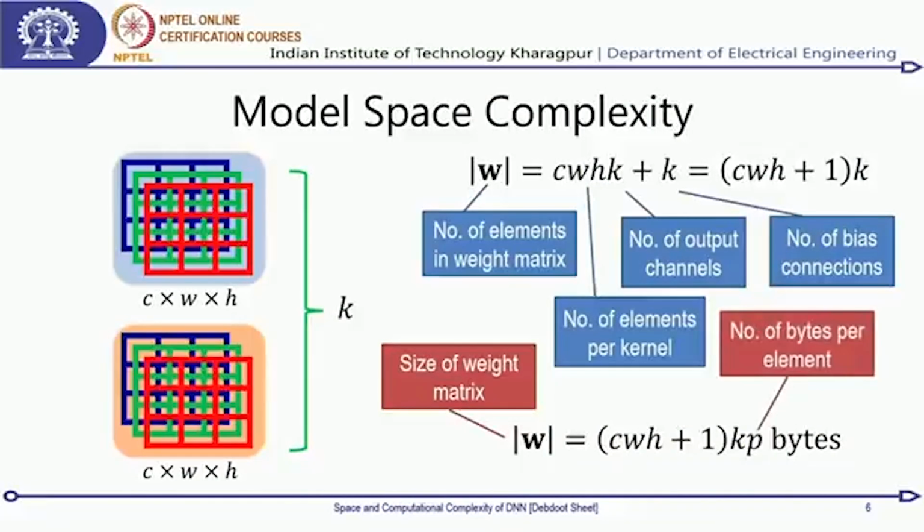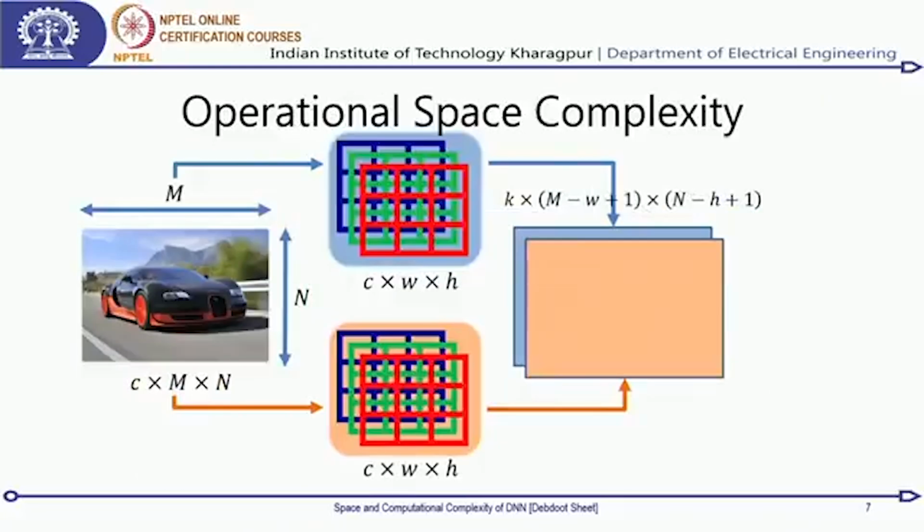Now, in the same way, if I am looking at the model space complexity, then the total amount of space I would require to store it, if I am using a number system with a precision of p, is (CWH + 1) times Kp. That is plain and simple, by analogy from what we had done for a fully connected network itself. Now comes the next part, which is to look into the operational space complexity.